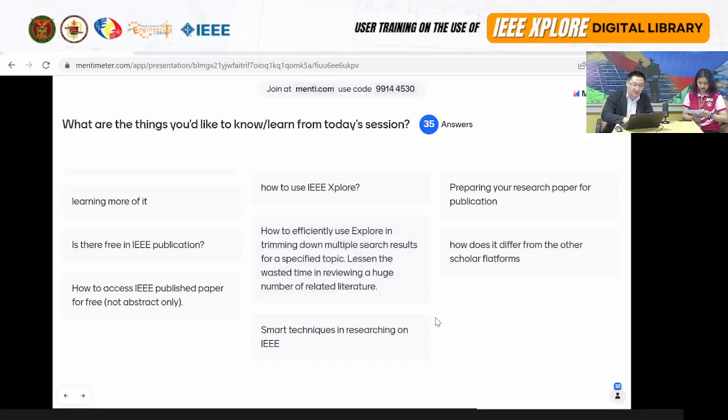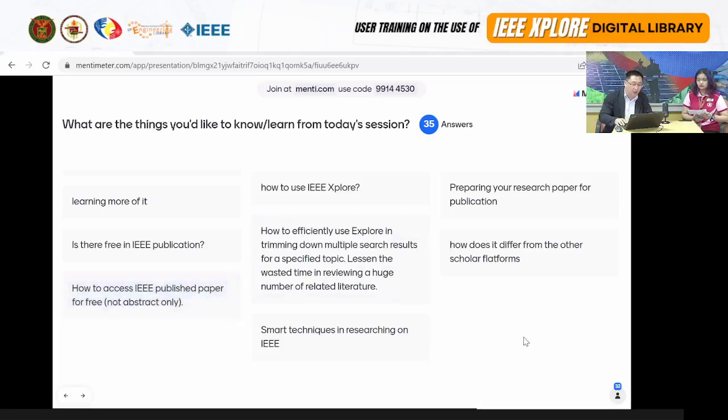Smart techniques in terms of searching, and how to access published papers for free. This one depends on your university. If your university has a subscription, then you don't have to worry about it. If your university doesn't have the subscription, please talk to your librarians. Your librarian will try to get them for you, right?